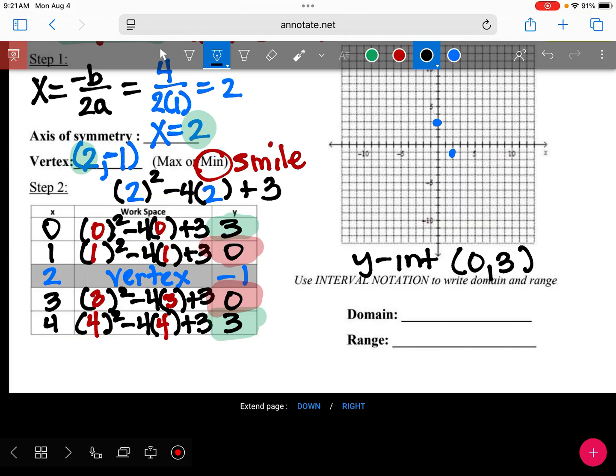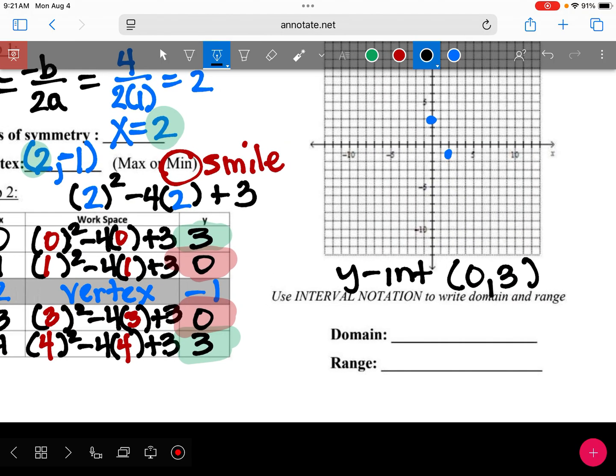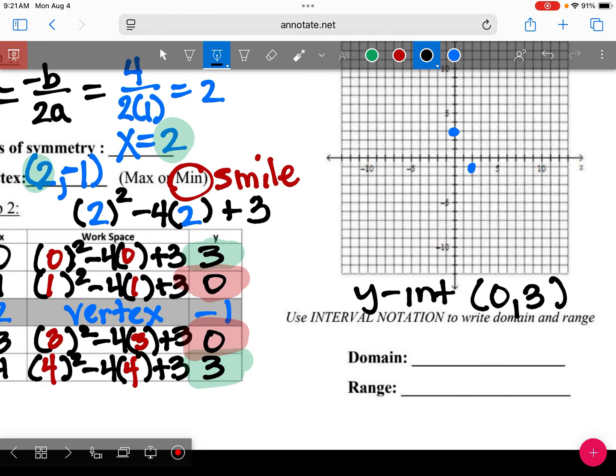All right, so let's go ahead and fill in the ones we don't have. So we already have a point at 0, 3. Now let's put a point at 1, 0. That would be here. We already have the 2, -1 there. Now let's put a point at 3, 0. And we have a point at 4, 3. And it should look like a smile. You should have 3 little points that look like a little baby smile, which is what we predicted it would be at the beginning. We said that this graph would be a smile.